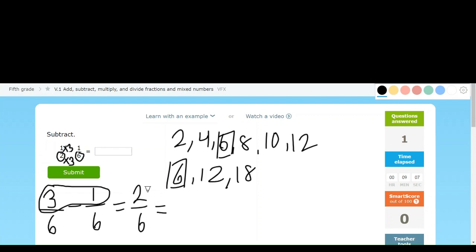And then notice how we can simplify this further by dividing the top and bottom by 2. 2 divided by 2 is 1. 6 divided by 2 is 3. So our final answer is 1/3.